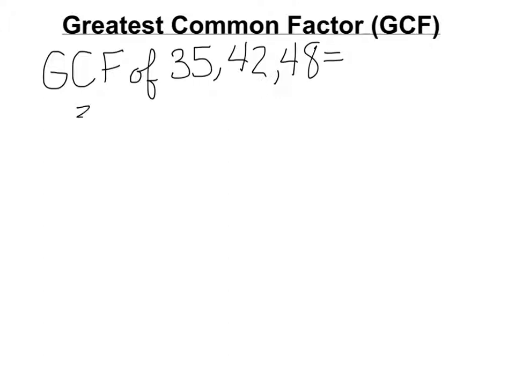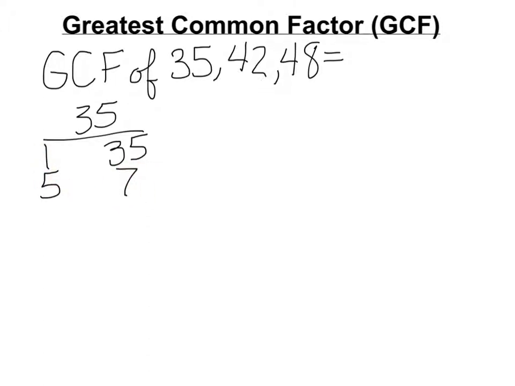So, 35, 1 and 35, 2 does not go into 35, 3 does not go into 35, 4 does not go into 35, 5 does though, and it's 5 times 7. 6 does not go into 35, and 7 is already on the other side. So there's all the factors of 35.